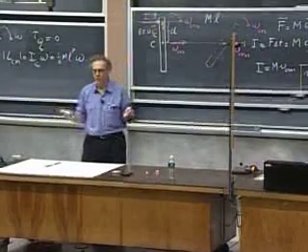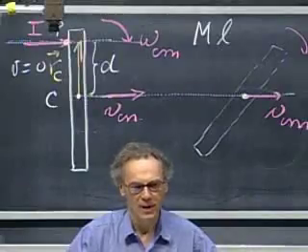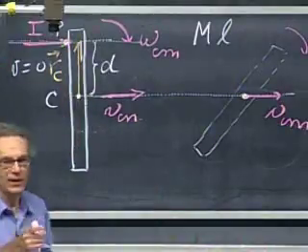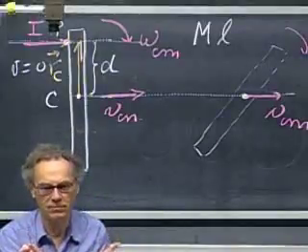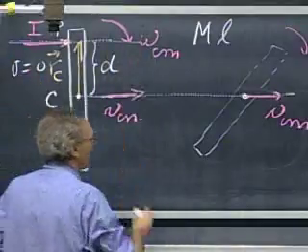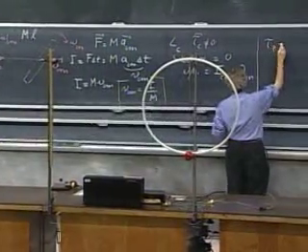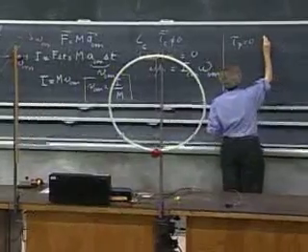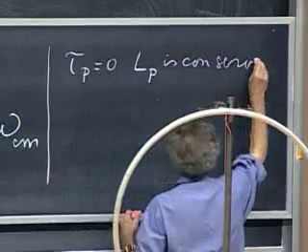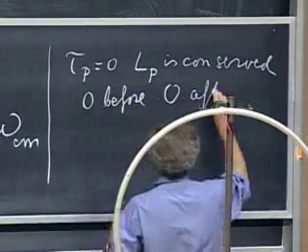Angular momentum must be conserved about that point, because there is no torque relative to that point. Any position vector from this point to here is in the same direction as the force, so R cross F is zero. So now we have an infinite number of points, all on this line, where the torque is zero. So the torque relative to point P is zero, and the angular momentum L relative to point P is conserved. It is zero before, and so it's zero after the hit.